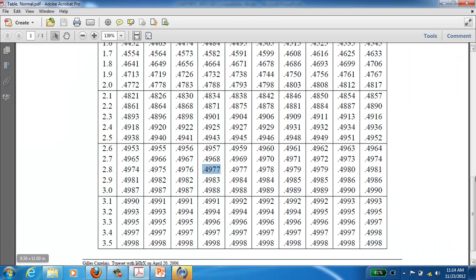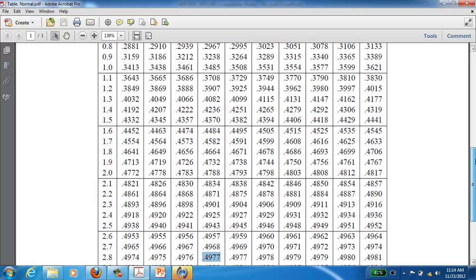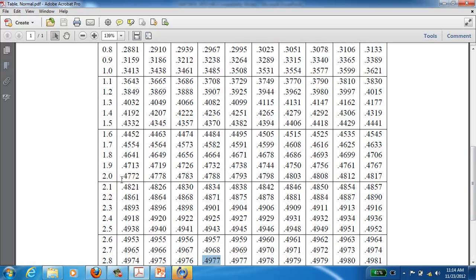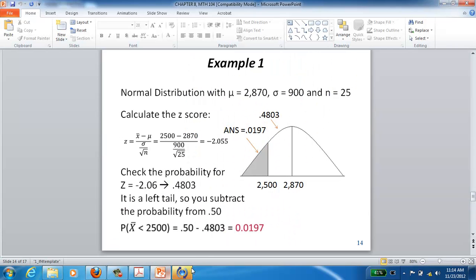So let's go to the table of the normal distribution. For 2.06, this is 2.0, 2.06. So here it is, 0.4803. So this is the probability between 2500 and 2870. You look for less than 2500, so you have to subtract from 0.5. So the answer is 0.0197.